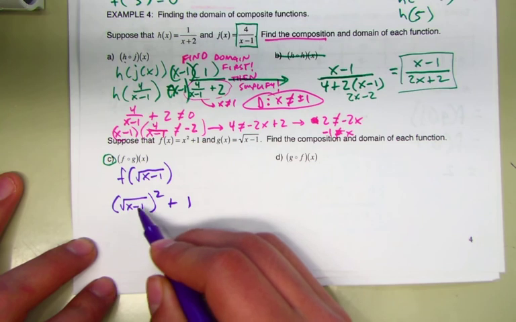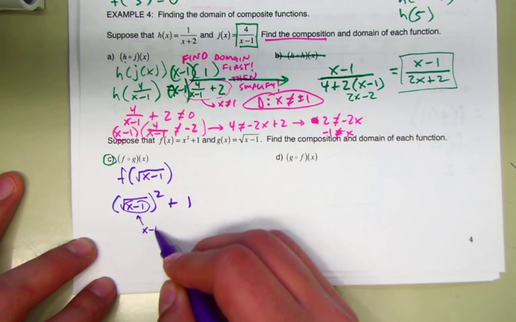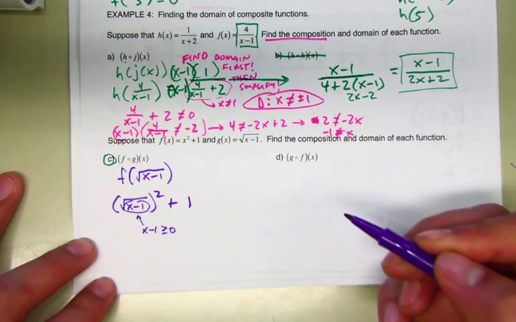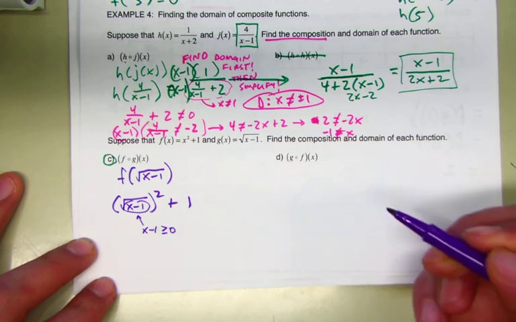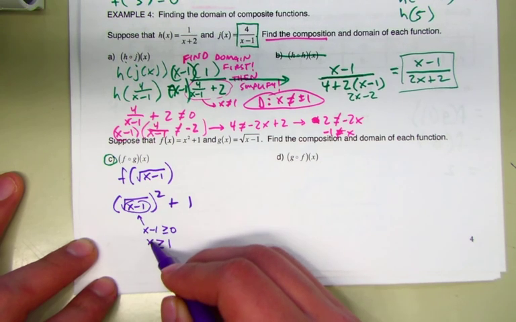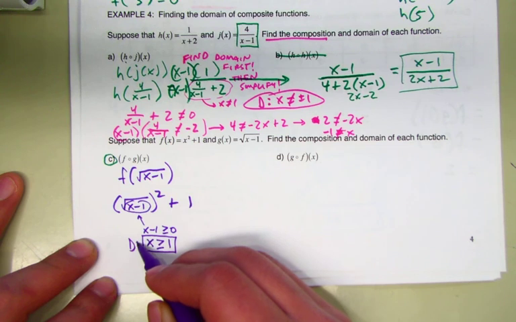What do we know about radicals? Do you remember that's the other one that we have to be careful with? This has to be greater or equal to 0, right? You cannot square root any numbers that are negative. So that's what we start with. So that means that x has to be greater than or equal to 1. This is the domain. Okay, very important.